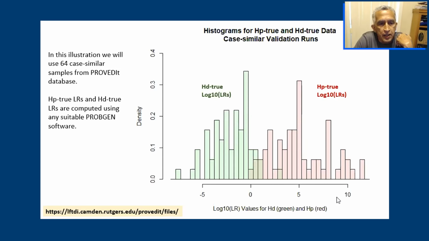For illustration, we picked the ProveDit database. The URL is given here at the bottom of the slide on the left. We found 64 samples that were roughly like the case sample. And we have the HP true LR values for those cases and HD true LR values using the ProbGen software. And the histograms of those are shown in the picture. The red is for HP true and the green is for HD true. And the scale is log base 10 LR on the x-axis.